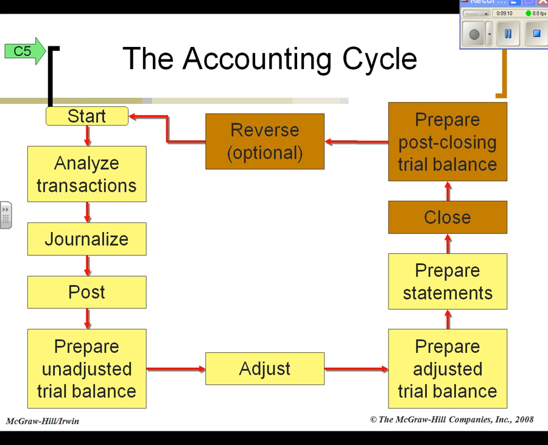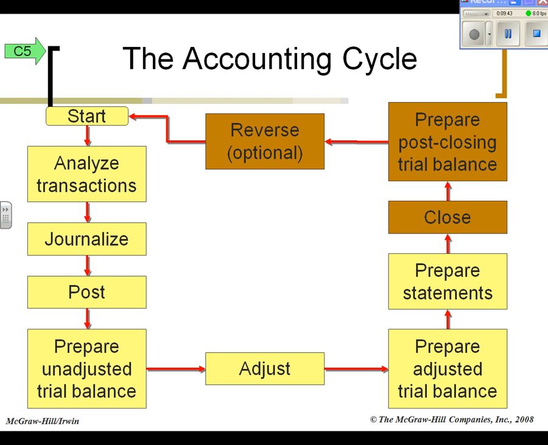And then these other items that I have boxes to close, we're going to learn in chapter 4, but we will have to close the year out. After we prepare the financial statements at the end of the year, we'll have to close our books, and then we'll prepare a post-closing trial balance. And there's something that's optional. Another type of journal entry is called a reversing journal entry, but I think that's in an appendix, so don't worry about that. But again, analyze transactions, journalize them, you post them, you prepare an adjusted trial balance.